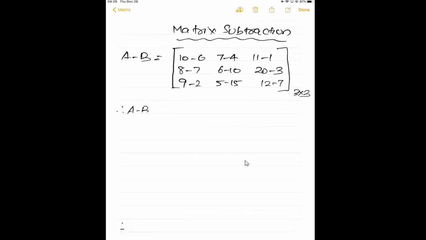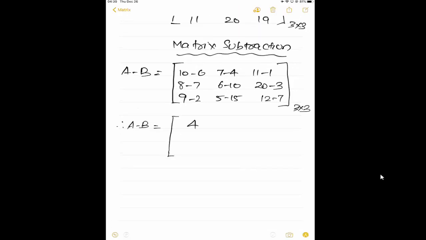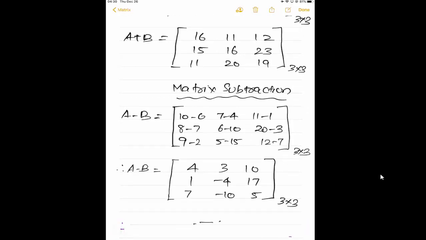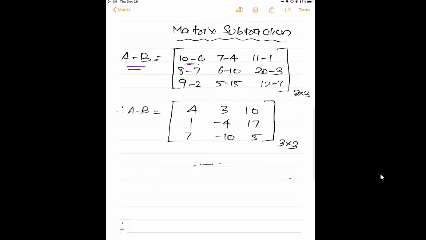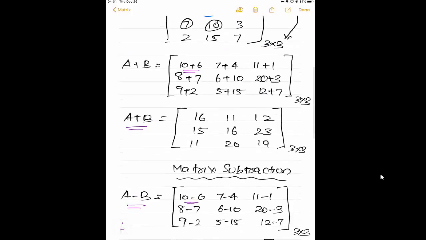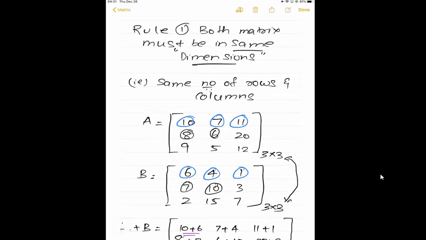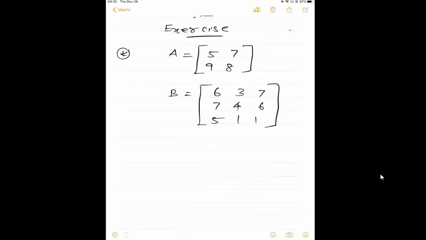Therefore, A minus B equal to 4, 3, 10, 1, minus 4, 17, 7, minus 10, 5, 3 cross 3. It's very easy to understand. For matrix addition, just add the elements of the two matrices. For matrix subtraction, just subtract the elements of the two matrices. And the rule is, we can do both matrix addition and subtraction only if both of them are in the same dimension.